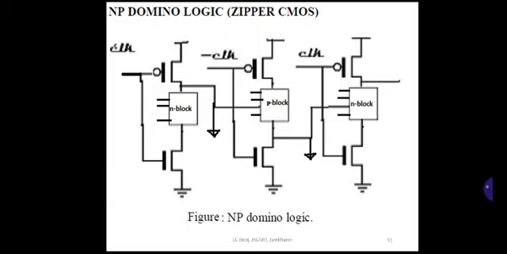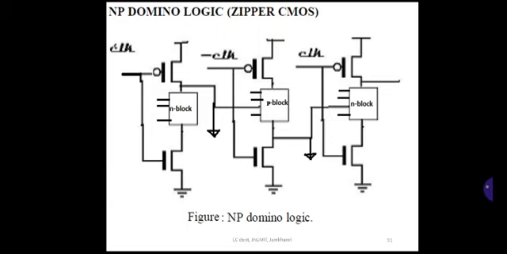The last one, NP domino logic. NP stands for, again, N type and P type transistors, domino logic. It is also called zipper CMOS. This is a refinement of the domino CMOS structure, the previous structure that we have discussed, that is, domino CMOS logic.